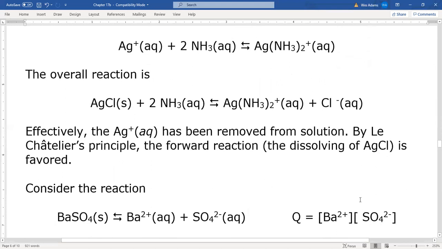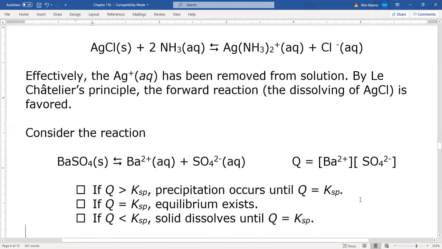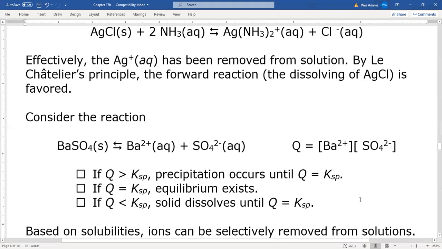Let's consider barium sulfate. Now, I've given you a Q and not a KSP. You can do Qs for KSPs as well, just like you can any other equilibrium. So if Q is bigger than KSP, then precipitation will continue to occur. That is, I've got too many ions, therefore I'm going to have to precipitate some until Q equals KSP. If Q equals KSP, equilibrium exists, essentially what I've got is a saturated solution.